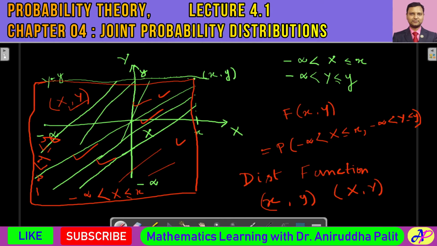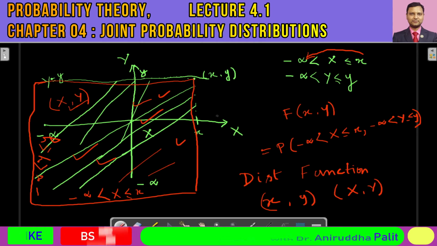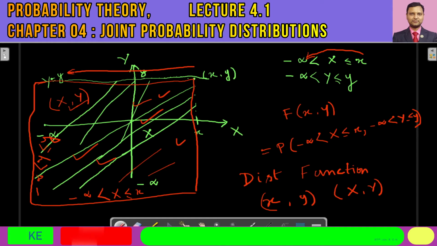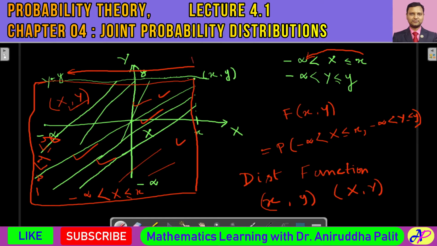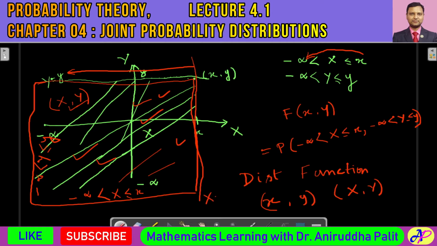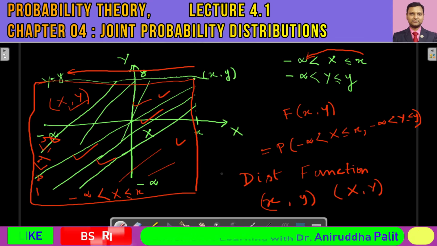Now, in this kind of region, if you take the limit extending to minus infinity, then what happens? If x tends to minus infinity, then you see this line, capital X equal to small x, is moving towards the left hand side. This line is moving towards the left hand side.